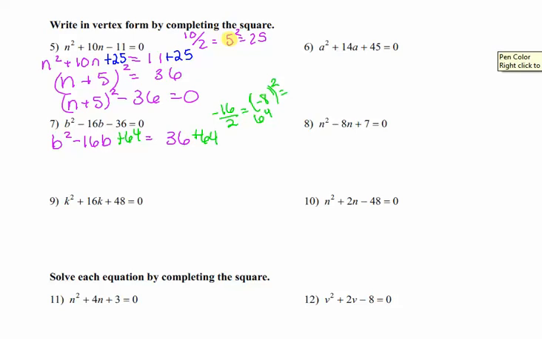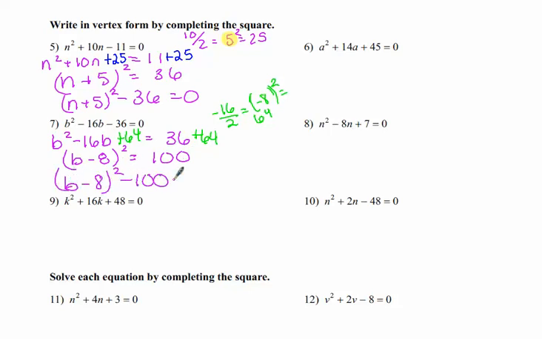I get really fast and happy and make little mistakes. So the whole purpose of me doing that is on this side, when I divided by 2, I got a negative 8. So that makes this whole thing b minus 8 squared. When I add these two numbers together, I get 100. So this becomes b minus 8 squared minus 100 equals 0, or y, but I just happen to leave the y off.